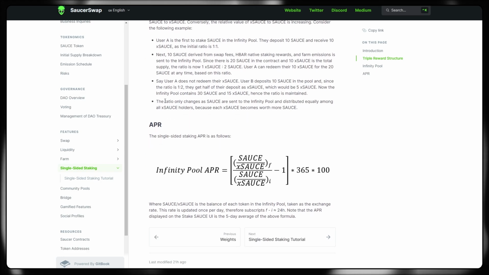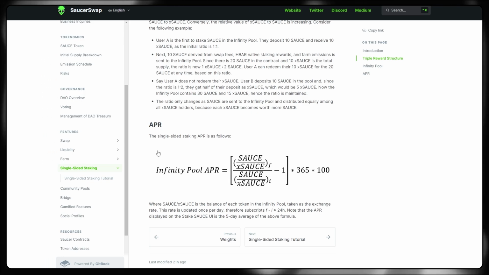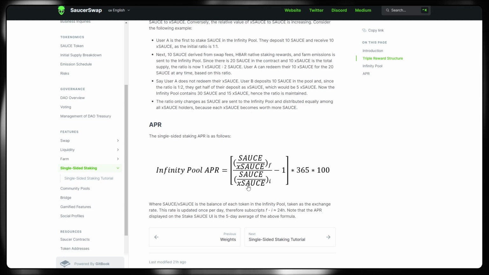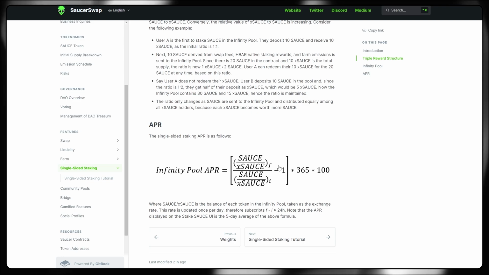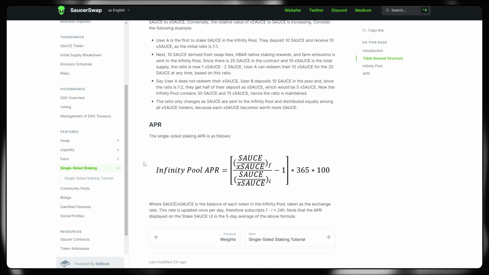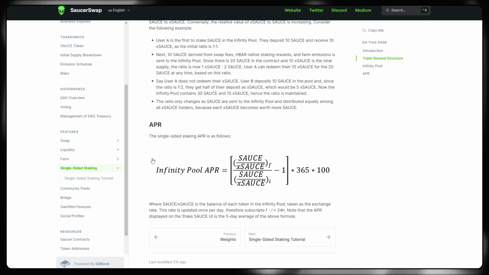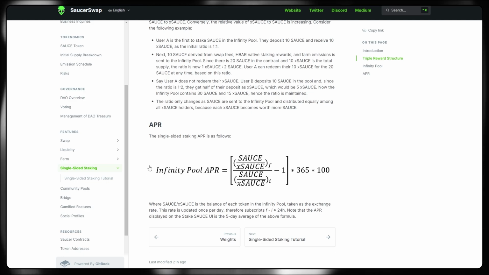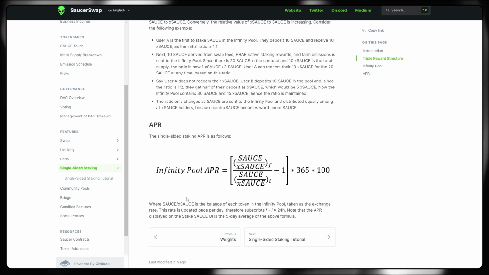So the APR is defined by the infinity pool exchange rate, equal to source over XSAUCE as a function: the rate at time i over the rate at time i minus 1, minus 1, multiplied by 365 days times 100, where source and XSAUCE are the balances of each token in the infinity pool taken as an exchange rate. This rate is updated once per day, therefore the subscripts from f to i equal 24 hours. Note that the APR displayed on the stake source UI is the 5-day average of the above formula.